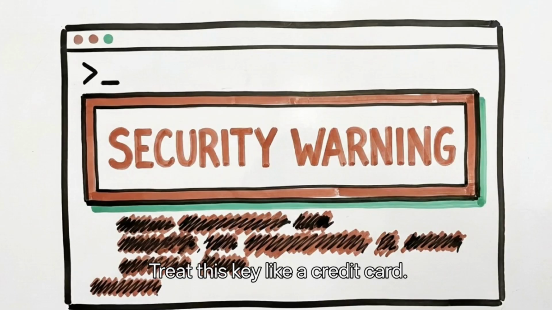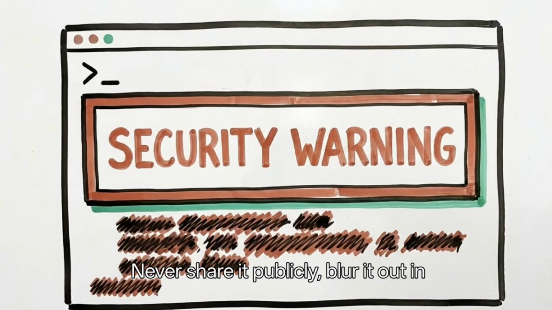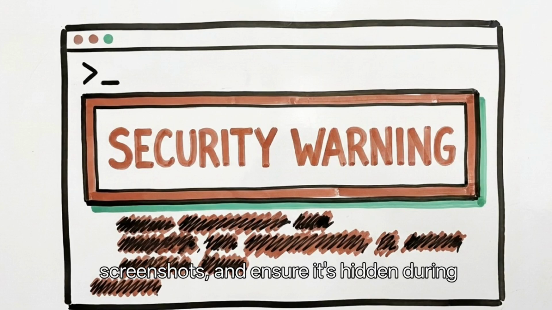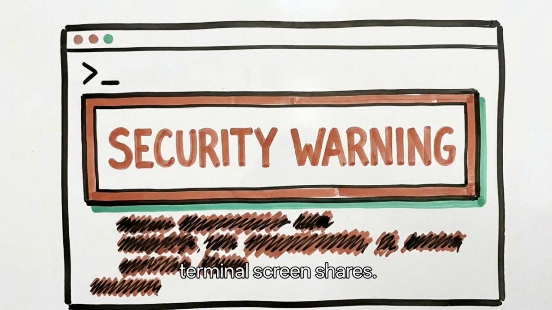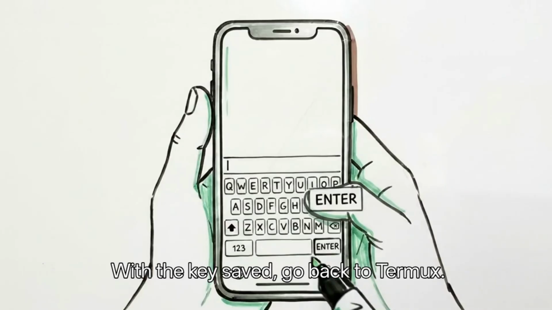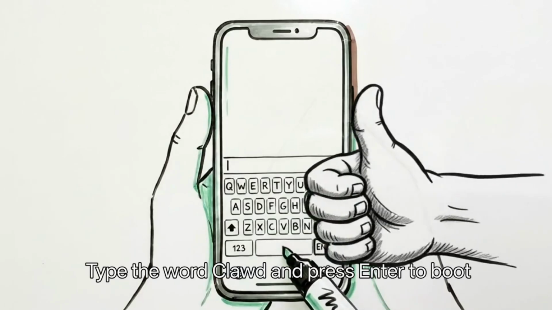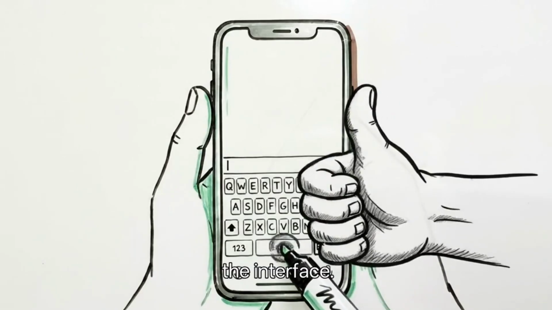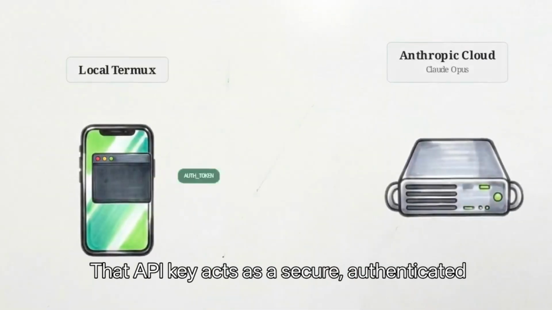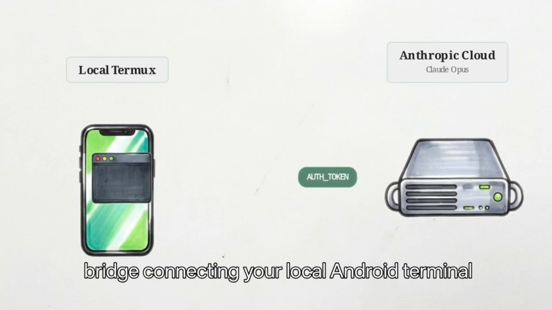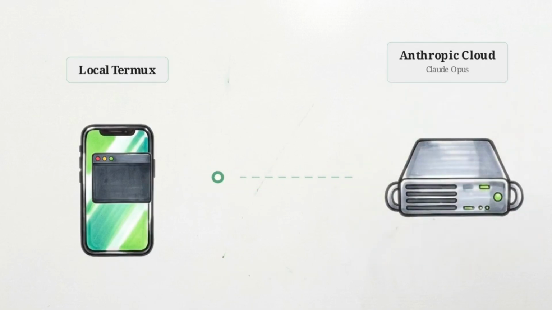Treat this key like a credit card. Never share it publicly, blur it out in screenshots, and ensure it's hidden during terminal screen shares. With the key saved, go back to Termux. Type the word Claude and press Enter to boot the interface. That API key acts as a secure, authenticated bridge, connecting your local Android terminal directly to Anthropic's cloud processing architecture.